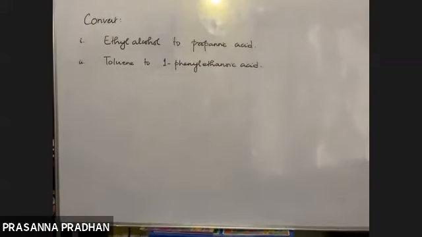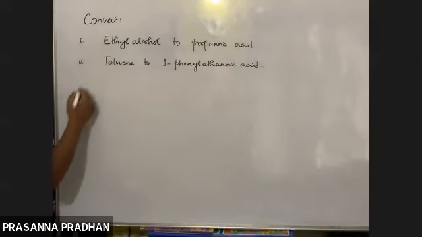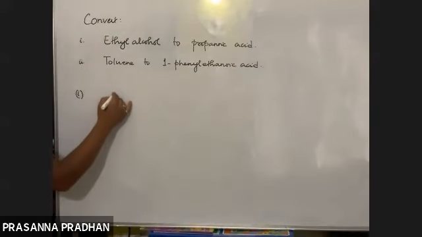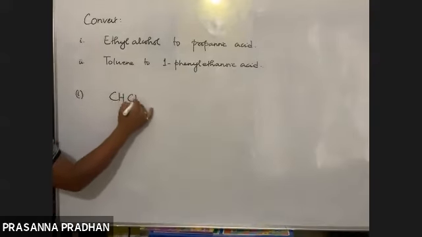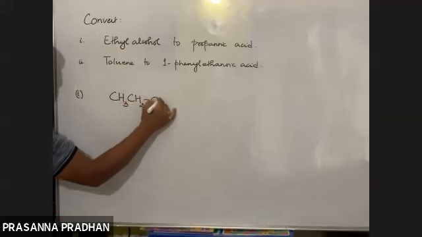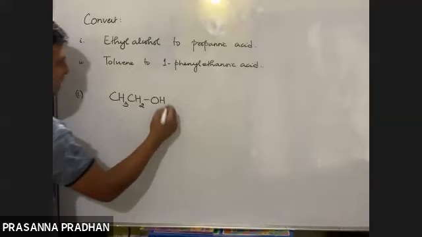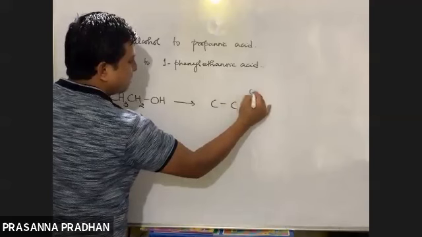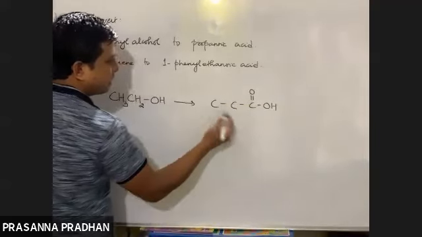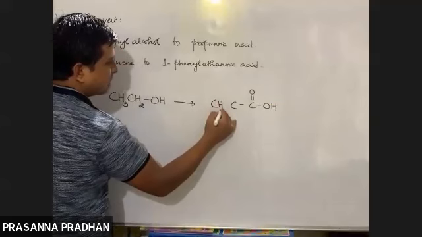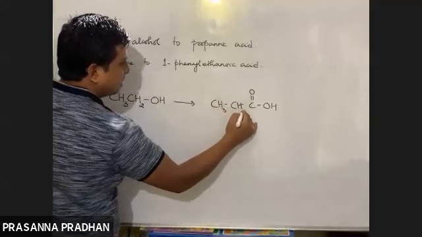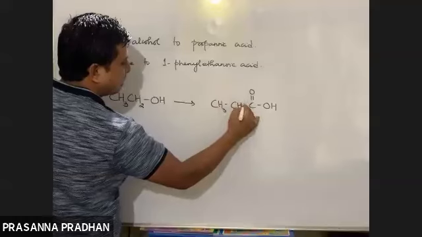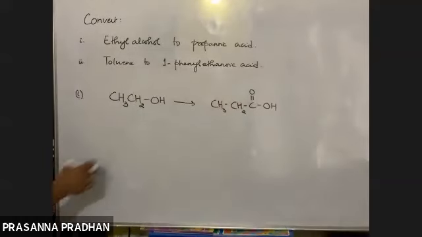Okay. So whenever you start with the conversions, what I suggest you is you write down the structure of the starting compound. So what is the structure of the starting compound? Ethyl alcohol, CH3CH2OH. You are supposed to convert this to propionic acid. Prop means 3 carbon atoms. Oic acid means we have a COOH group. Then you satisfy the remaining valencies by adding the respective hydrogen atoms. CH3CH2COOH.